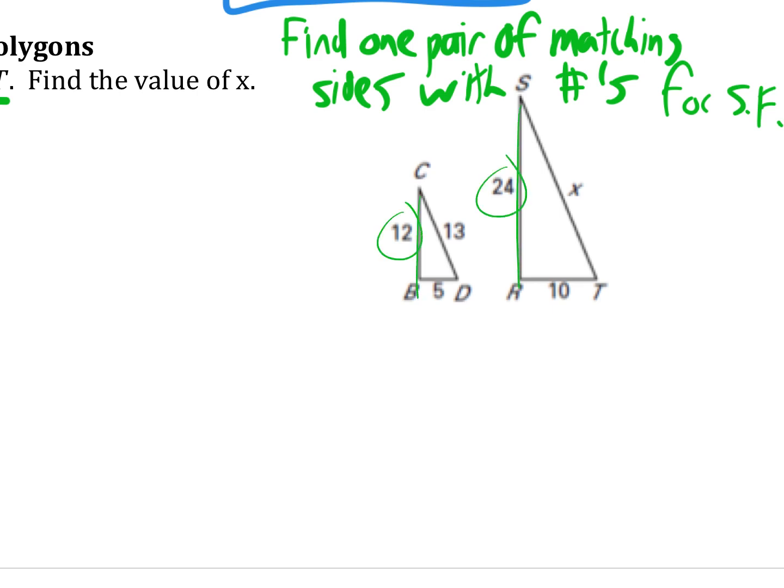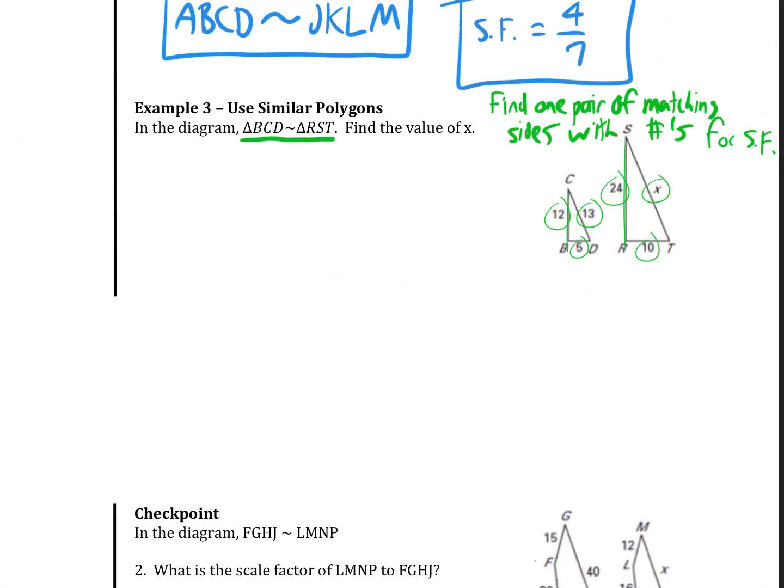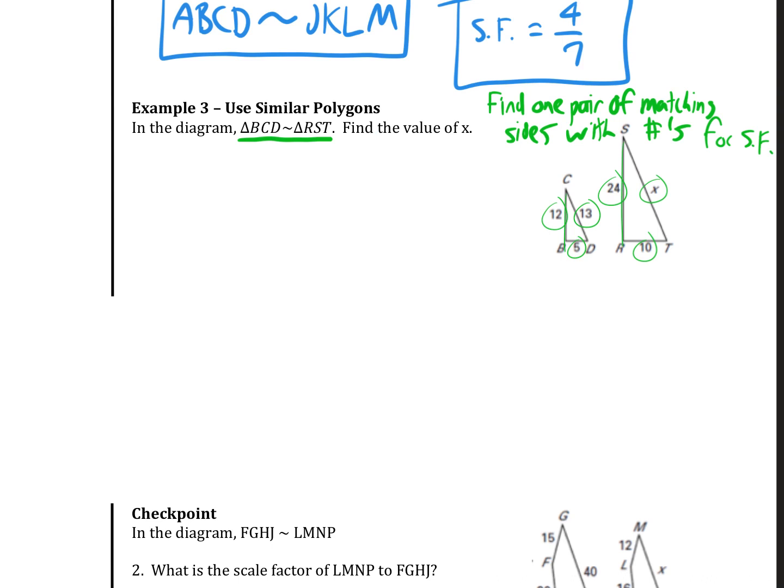Are those both numbers? Yep, that would work. We could also do BD and RT, which is 5 and 10, but we can't do 13 and X because those are not numbers. So let's see what we do in a second here, okay? So let's do small to big again. We'll do small over big. Kind of keep it consistent. Okay, so for this, let's do the 12 over 24, right? 12 over 24 is the comparison of those two sides. And if we reduce that, what's that going to reduce to?